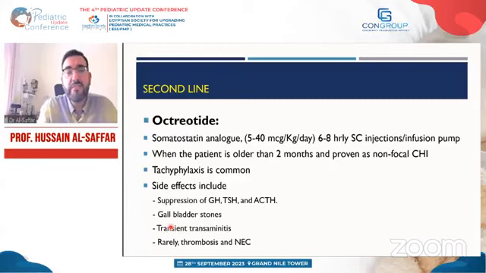Side effects of octreotide include suppression of growth hormone, thyroid stimulating hormone, and adrenocorticotropic hormone as well. Gallbladder stones occur in about 20 to 30% of cases, transient transaminitis in up to 40% of cases, and rarely thrombosis and necrotizing enterocolitis. So we need to be aware of these side effects, and with the complexity of babies, especially if they are born premature, we need to be careful when we give octreotide to them.